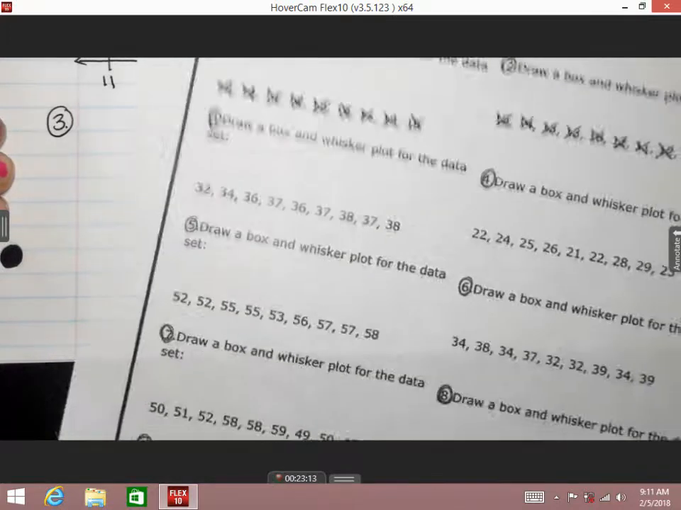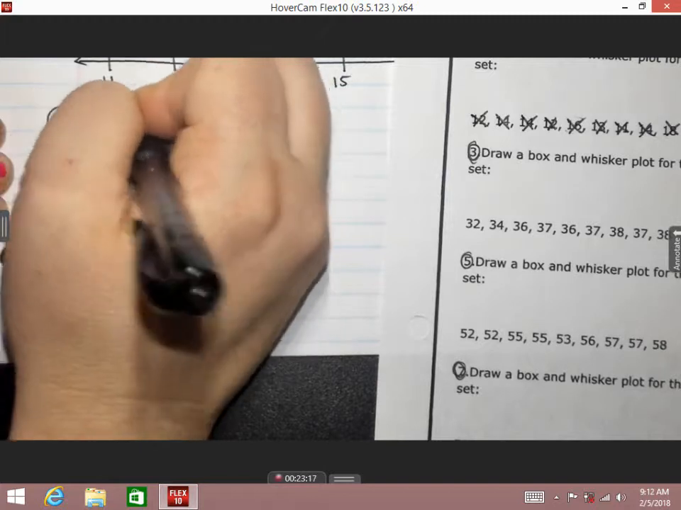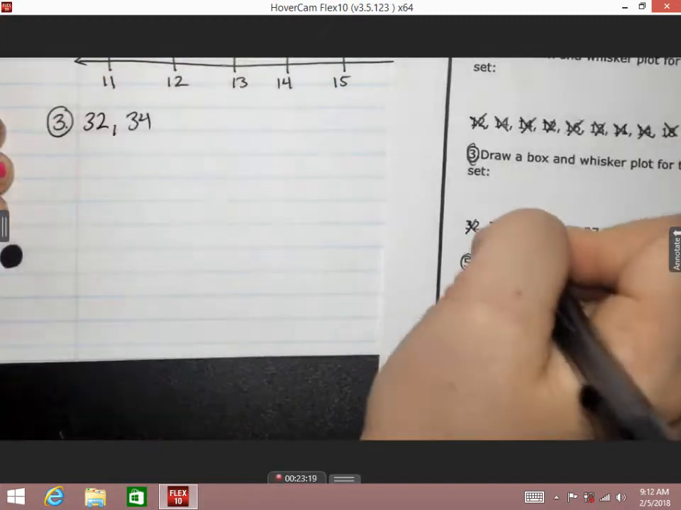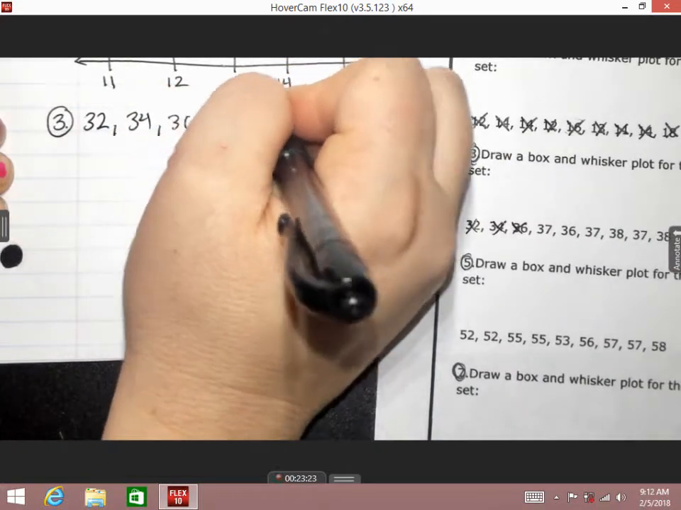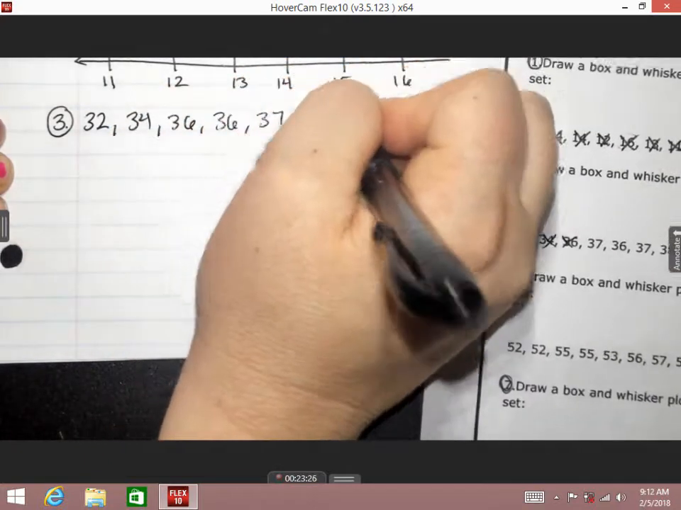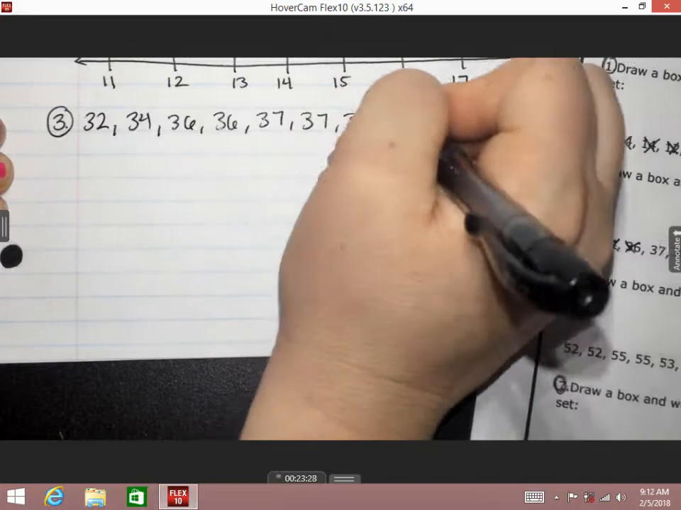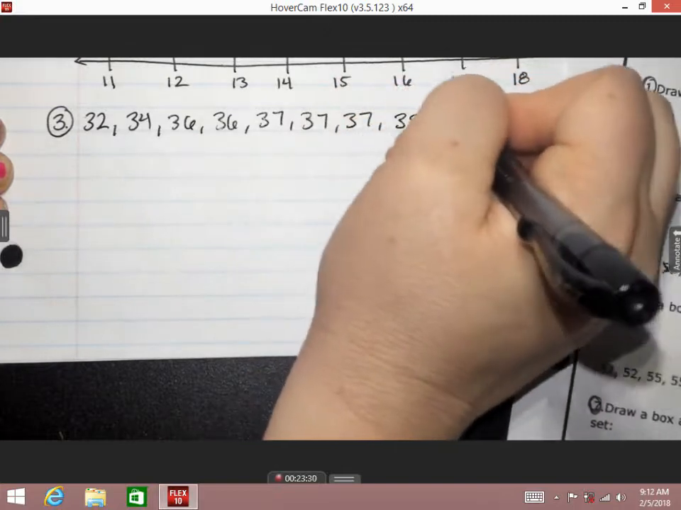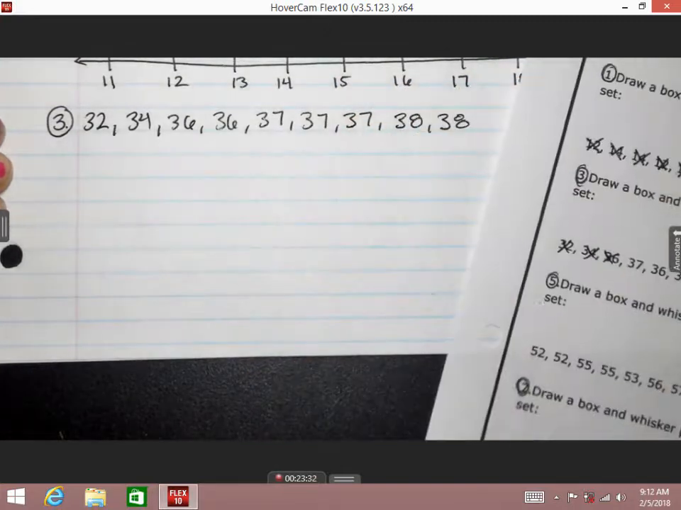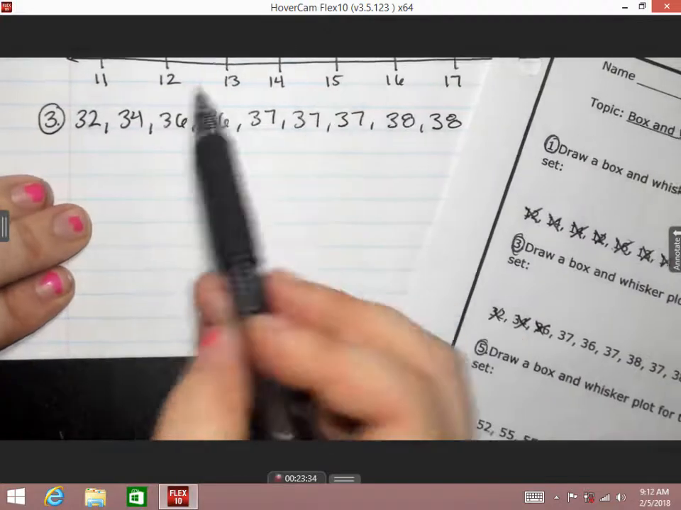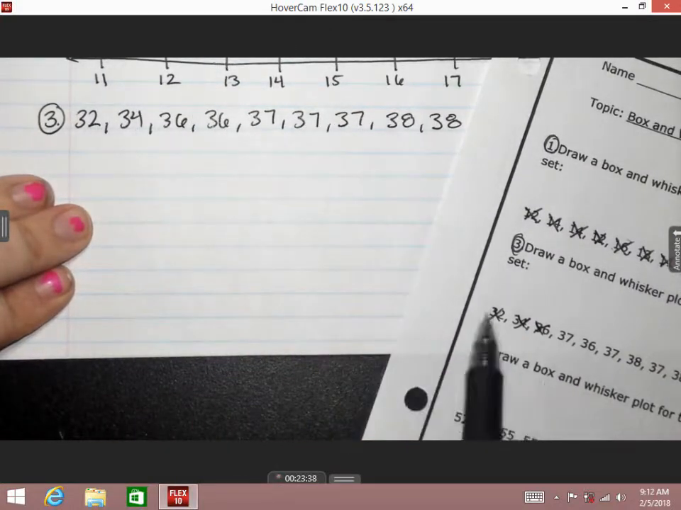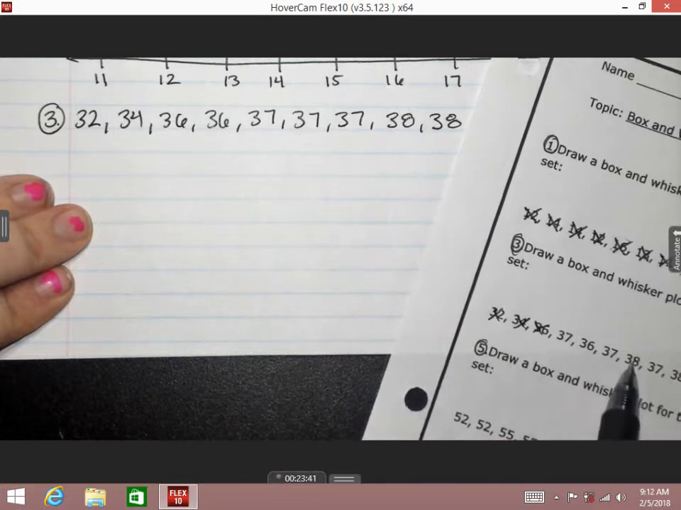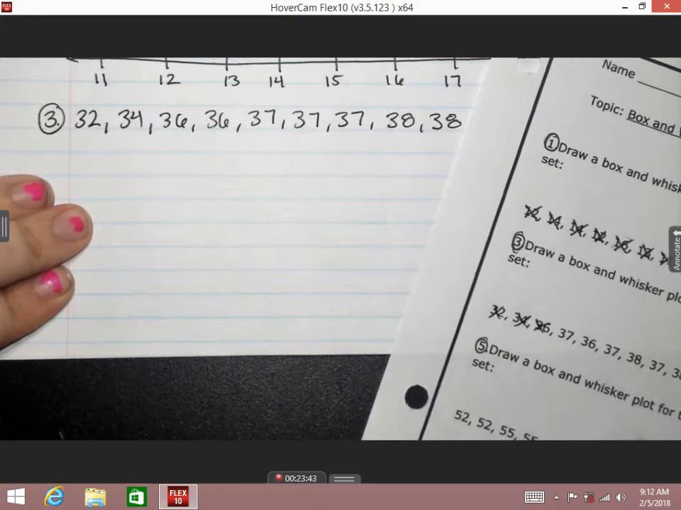Faith, try it out. 32, 34, 36, 36, 37, 37, 38. Wow, that was really, really fast. Like, Faith was way faster than me, so I'm just going to double check by counting. 1, 2, 3, 4, 5, 6, 7, 8, 9. So I do have all of them there.